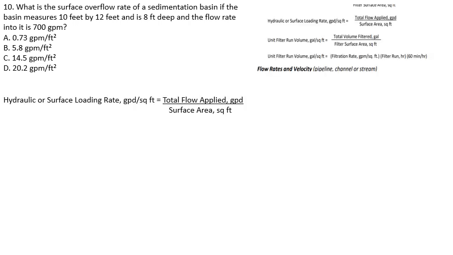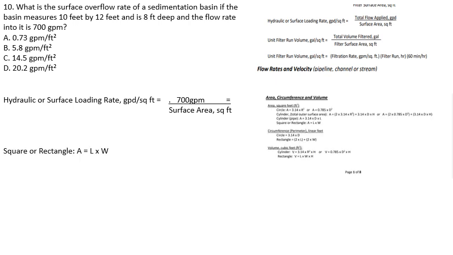All right, question number 10. What is the surface overflow rate of a sedimentation basin if the basin measures 10 feet by 12 feet and is 8 feet deep, and the flow rate into it is 700 gallons per minute? Again, on our formula sheet, hydraulic or surface loading, it says surface overflow rate. It would be the total flow applied divided by the surface area. Total flow was 700 gallons per minute. Solve for the surface area, right?